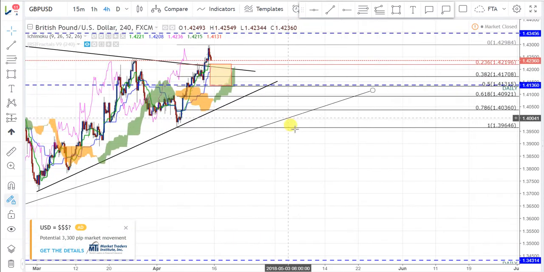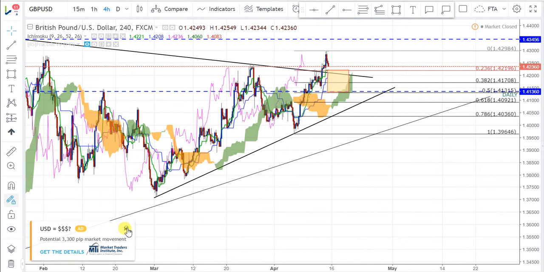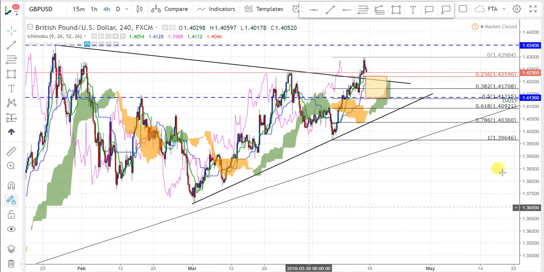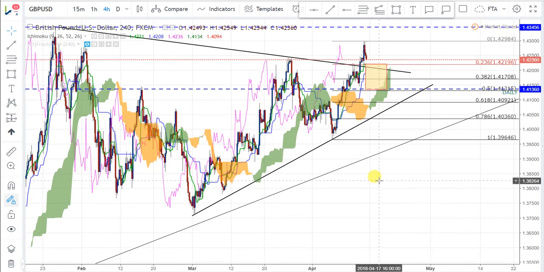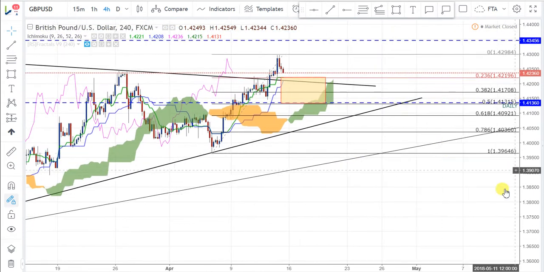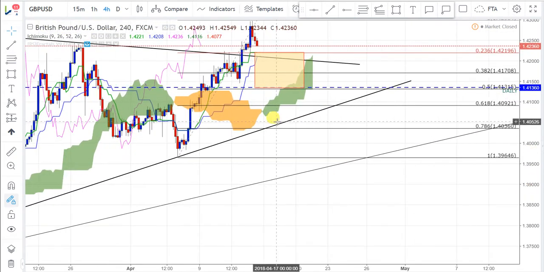And if you're not familiar, you can look at our other Ichimoku lessons and our videos. But essentially on this chart, the green cloud is an uptrending market and the orange cloud is a downtrending. So you can see we're currently in an uptrending market.